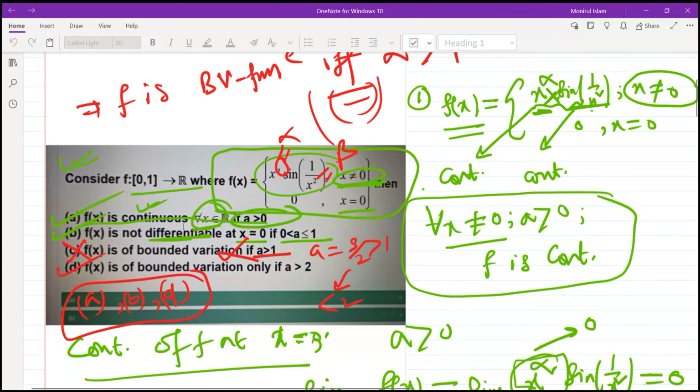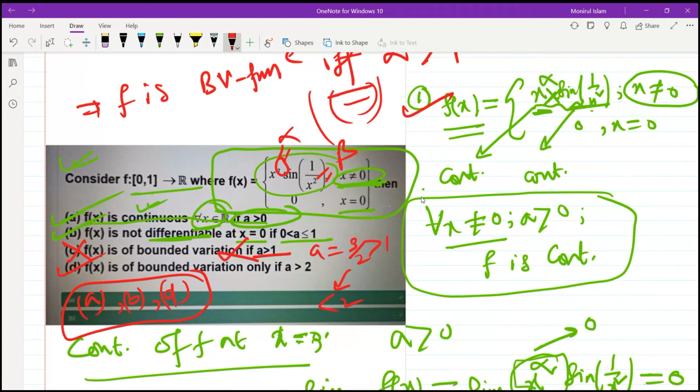So this function, the first option says f is continuous for any a greater than 0. When x is non-zero, x is a real number, so x can be 0 or non-zero. When x is non-zero, sin(1/x^2) is continuous, and x^a, with a greater than 0, is a polynomial, so it is also continuous. The product of two continuous functions is again continuous. So for x non-zero and a greater than 0, it will be continuous.